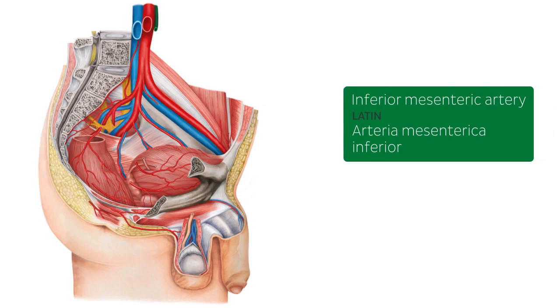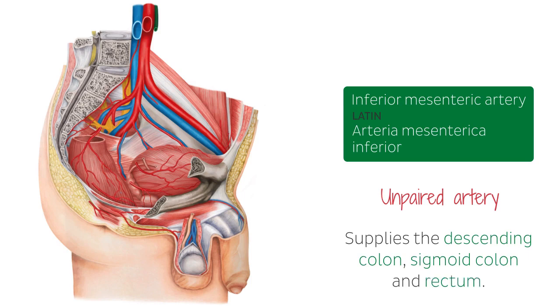Now, this is another important artery that supplies the male pelvis, and it is the third branch of the abdominal aorta that arises from the anterior aspect at approximately the level of L3 to L4. Now, this one is an unpaired artery that passes to the left, supplying then the descending colon, the sigmoid colon, and the rectum. This artery is also important because it gives off the superior rectal artery.